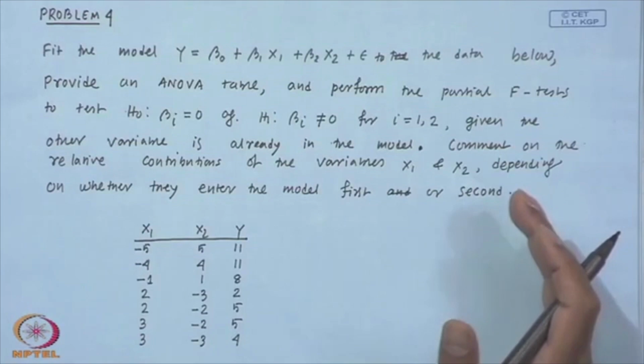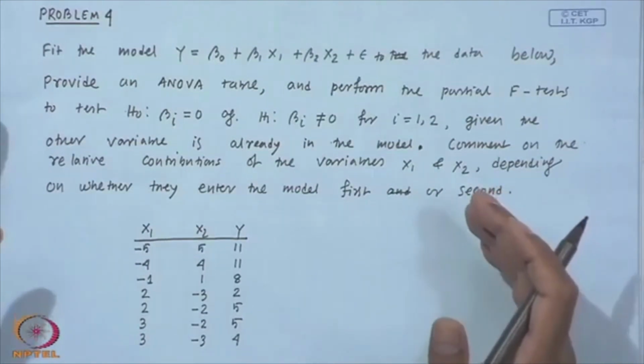It is a multiple linear regression problem involving two regressors, and we are given the data for x1, x2 and y. So, we have to fit the model, that means we have to estimate the parameters beta naught, beta 1 and beta 2. Once we are done with the estimation of the parameters, then we can have the ANOVA table, and after getting the ANOVA table, we test the significance of the model, that is called the global test.